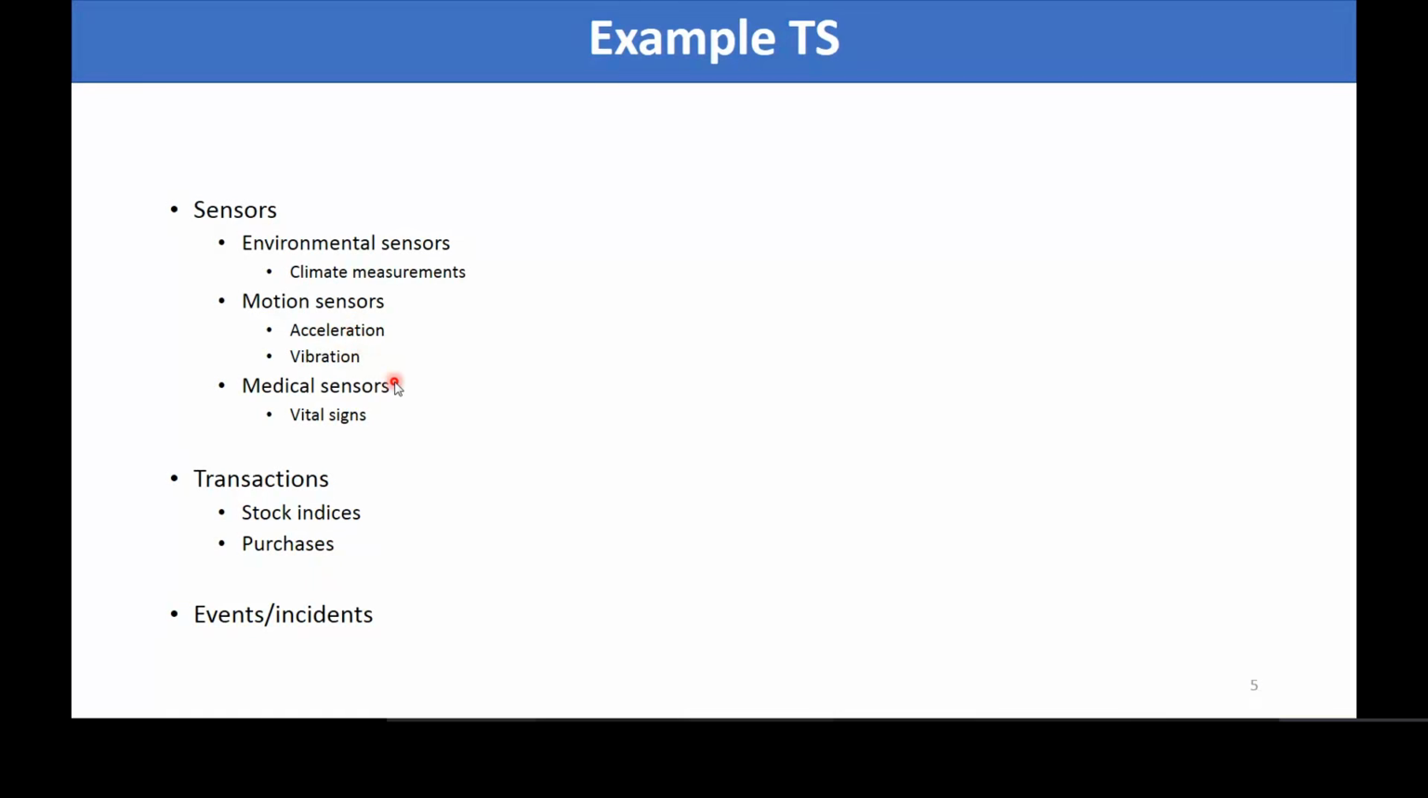And medical sensors are also used for collecting vital signs like blood pressure, like ECG signals, for example. Or the time series can be produced from human transactions, for example, stock indices, purchases over time, or events and incidents like what we saw previously, incidents of disease or COVID-19 infections. These are just examples of the sources of time series.